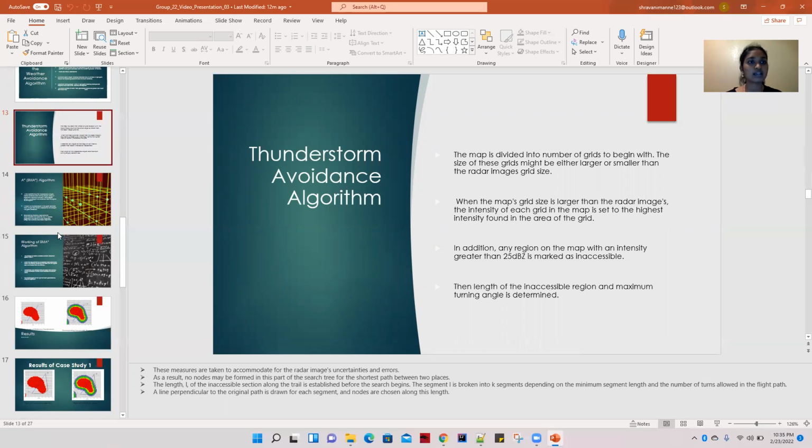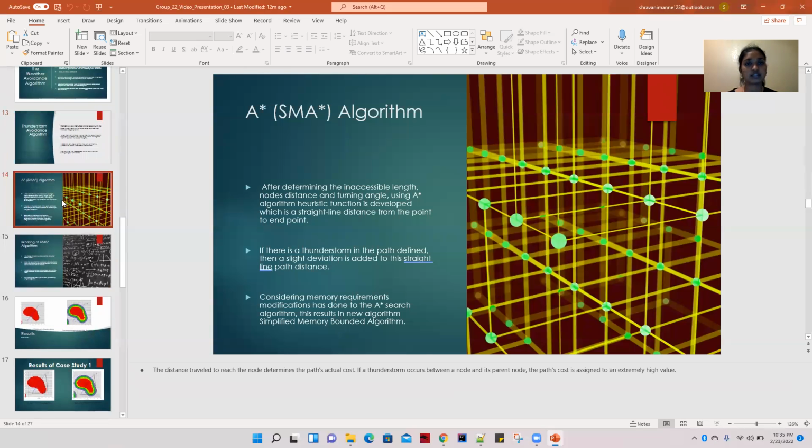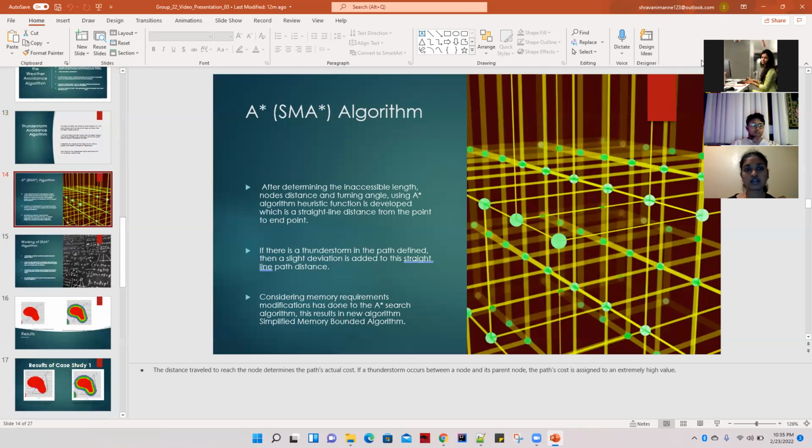Next slide is here. After determining the inaccessible length, node distances, and turning angles of the flight using the A-star algorithm, a heuristic function is developed in which we will determine a straight line distance from the start point to the end point. In the path defined, if there is any thunderstorm, then a slight deviation is added to the straight line path distance. This is how the SMA algorithm is defined.